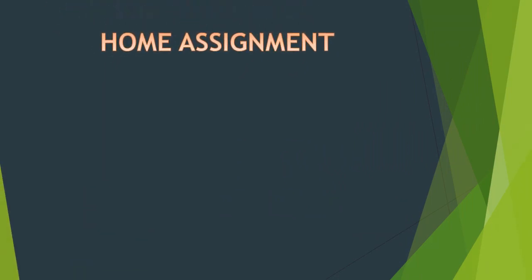Let us move towards the home assignment. The very first question, fill in the blanks. 3 upon 4 equals to, in the numerator you need to fill, denominator is given 24. That means you have to take out the equivalent fraction. Then second, 8 upon 9 which is equal to, numerator is mentioned as 40. You need to find out the denominator. Again, you need to find out the equivalent fraction.